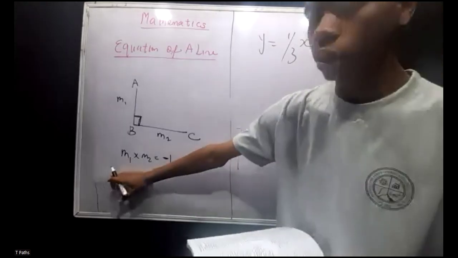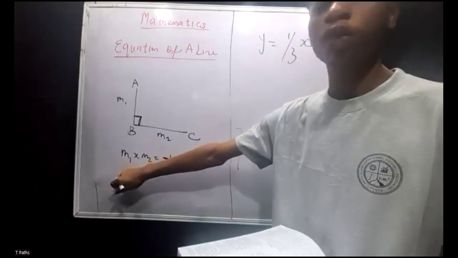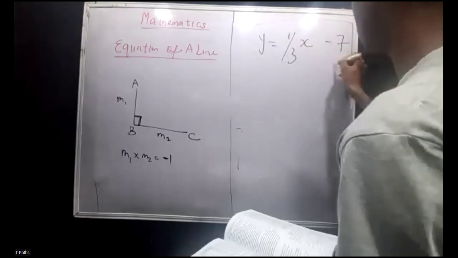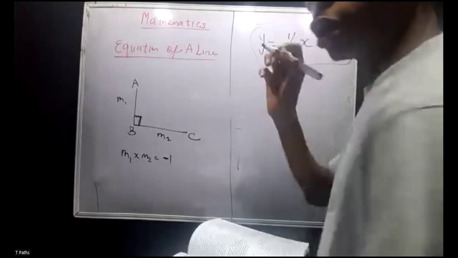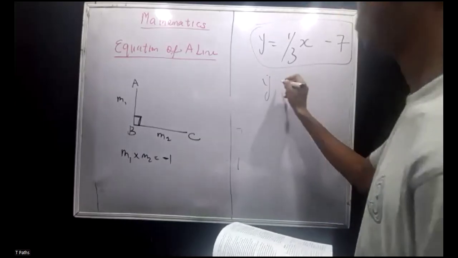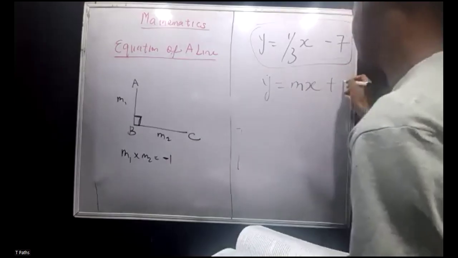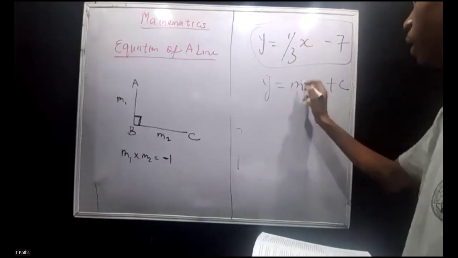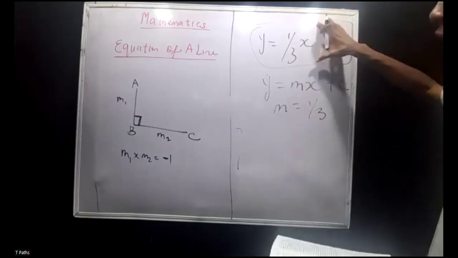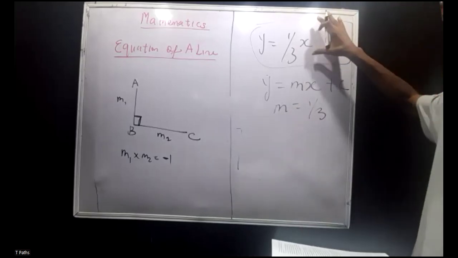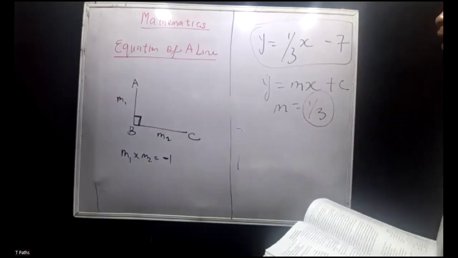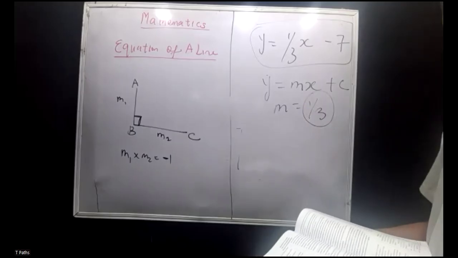Now, if two lines are perpendicular, the product of their slopes must be equal to -1. So the slope of this particular line is 1 over 3. Recall from the slope-intercept form of the equation of a line, we have y equals mx plus c, which means if we compare, m is equal to 1 over 3. The slope of the line with the equation y is equal to 1 over 3x minus 7 is 1 over 3.